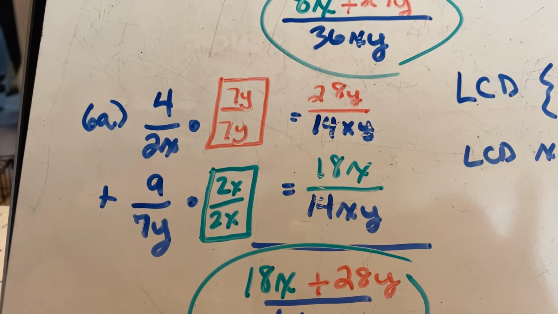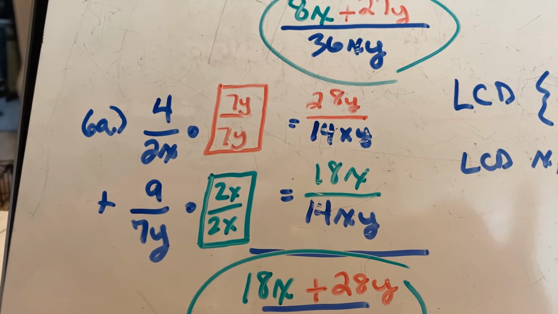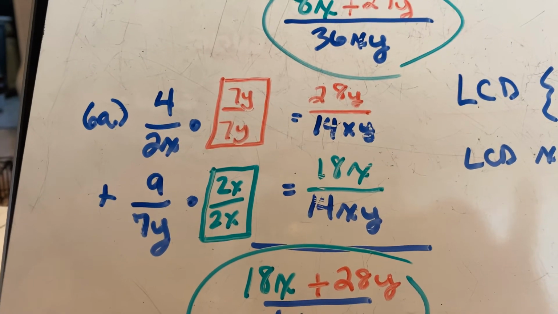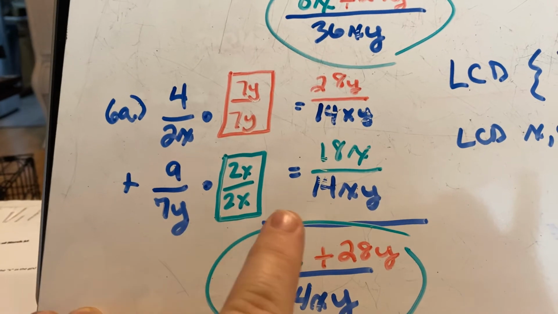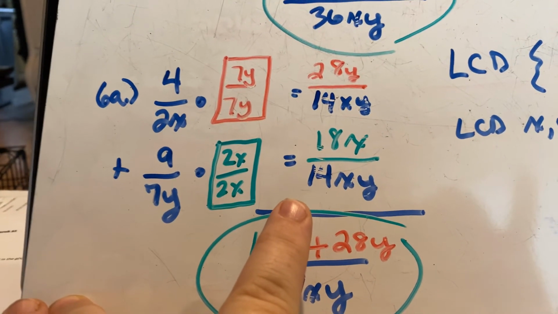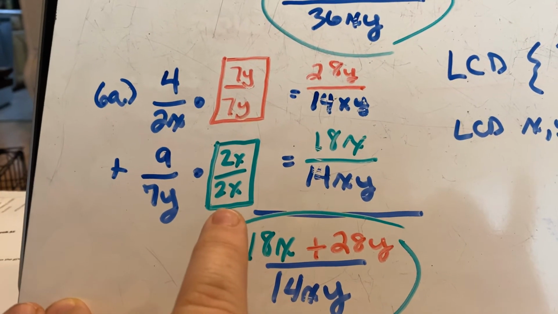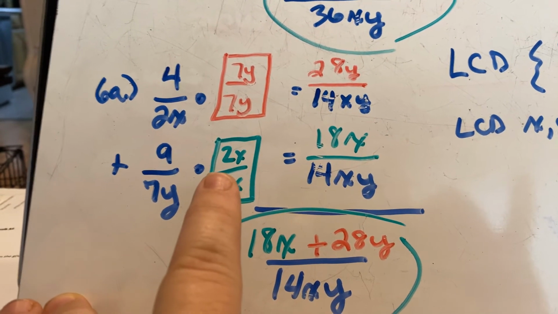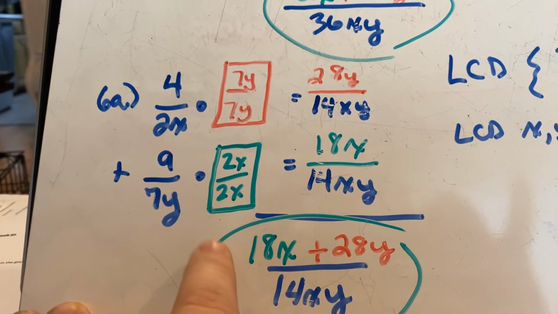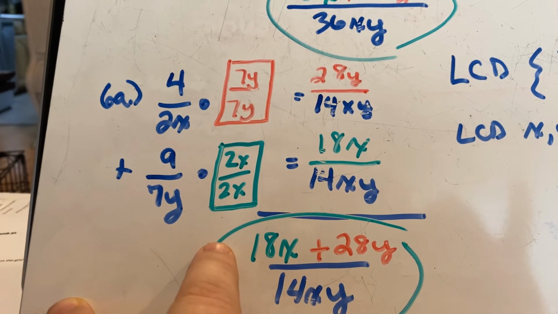So I do 4 times 7y gives me 28y. 2x times 7y gives me 14xy. In the bottom, I had 7y, and I knew I needed 14xy for the LCD, and I said 7 times what is 14, and that's where I got that 2x from. And whatever I do to the bottom, I have to do to the top. And 9 times 2x is 18x.